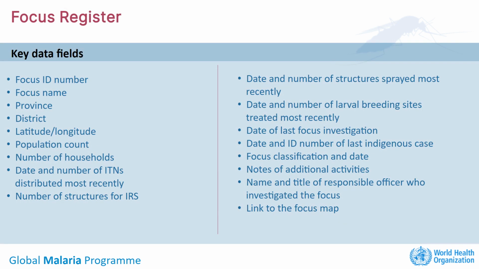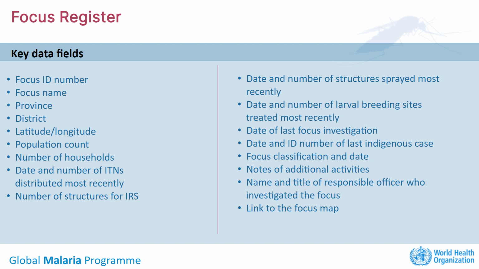The focus register is also an important record because it documents the specific actions taken to interrupt transmission in each focus. A focus register is like a case database in a sense that each line in the register corresponds to a specific focus. The focus register should be updated each time there is activity in the focus or the focus is investigated. On an annual basis, the status of each focus should be evaluated and the classification updated if appropriate. The focus register is an important management tool to ensure that no area is forgotten and that each focus is accounted for. The MECP will likely review the focus register and triangulate those data with the information included in the National Elimination Report.